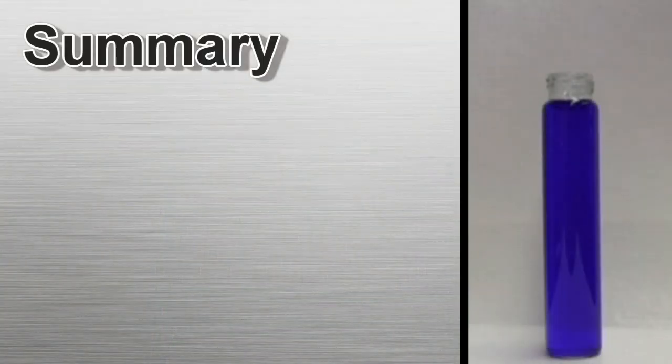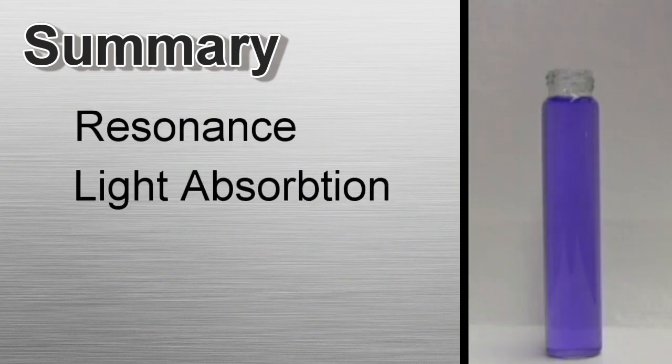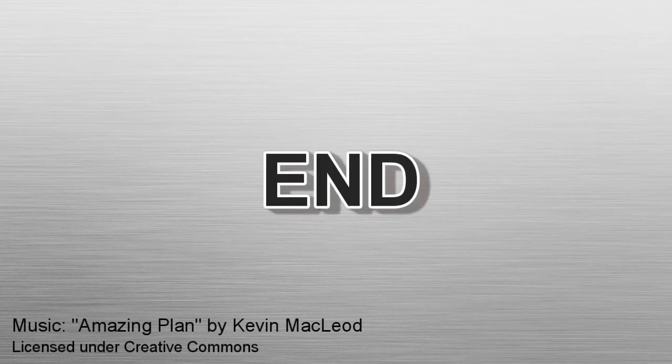In summary, crystal violet appears violet because the resonance in the structure allows it to absorb light in the visible spectrum. When the crystal violet molecule finds a hydroxide ion, they react, the resonance is disrupted, and the crystal violet can no longer absorb light in the visible spectrum. Therefore, it's decolorized.